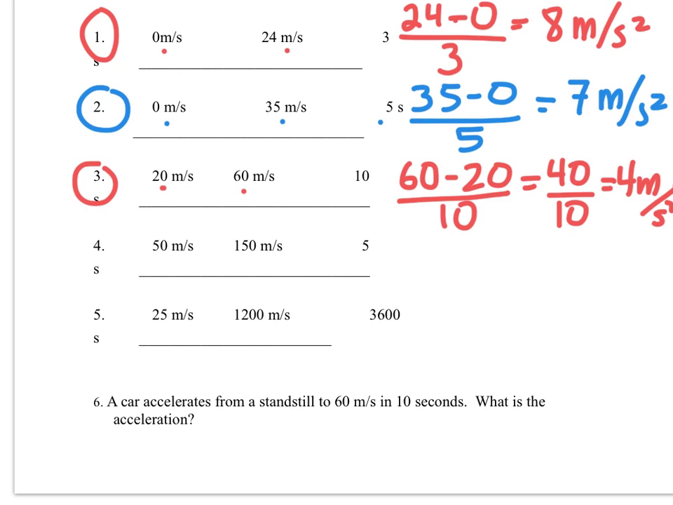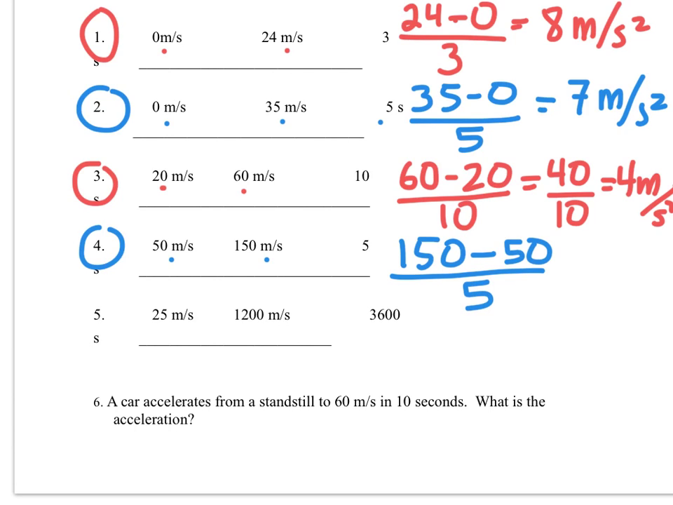All right, number 4. We have 150, final velocity minus initial velocity, 50, divided by 5. So we have 100 divided by 5. I don't have any space here, so 20 meters per second squared.